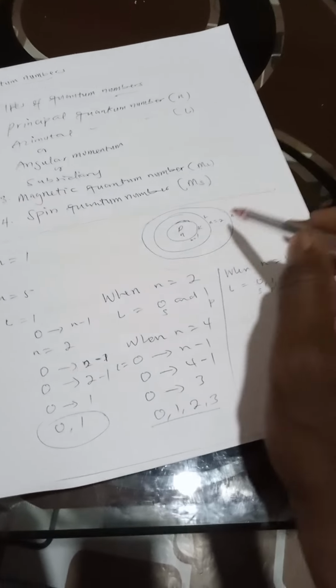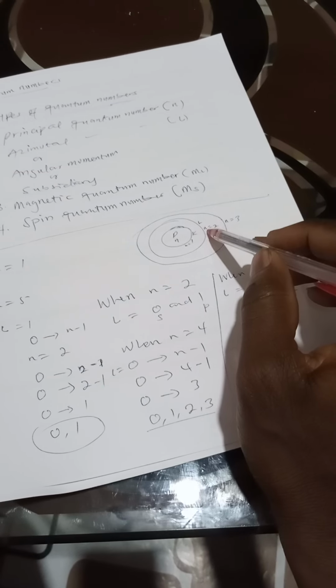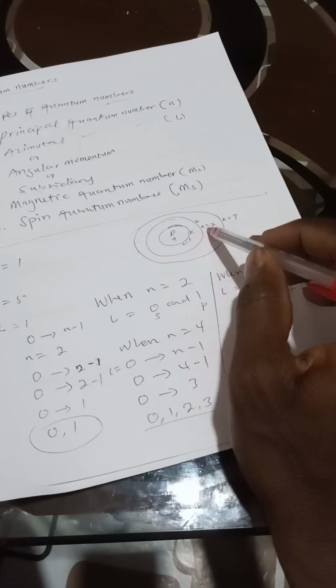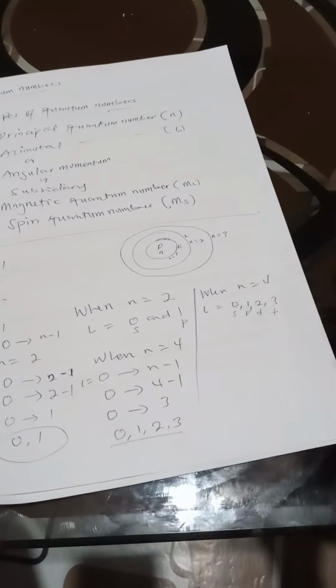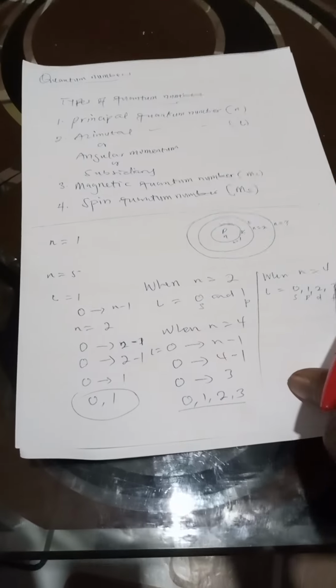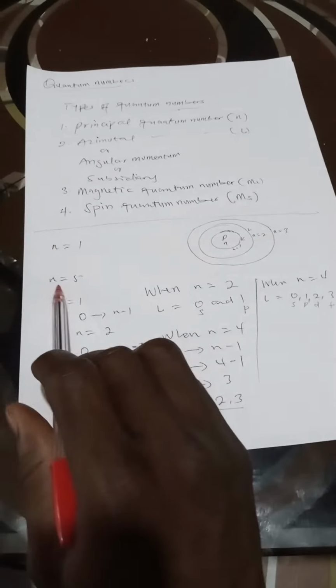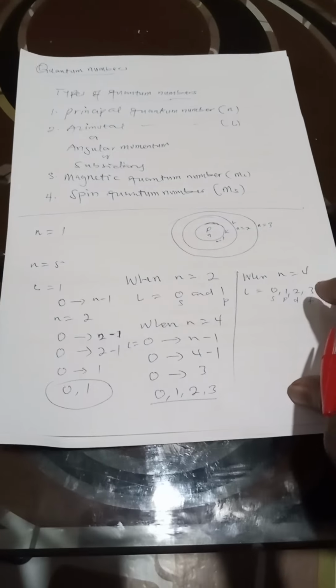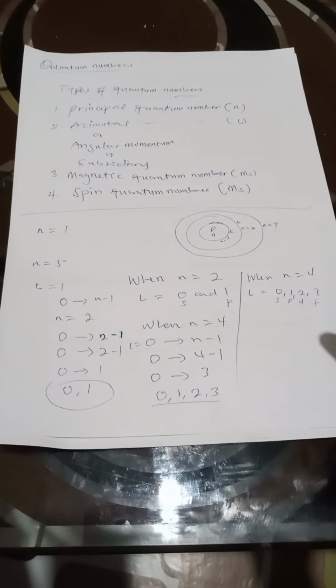The second shell, the energy of this orbital, is represented by n is equal to 2. The third shell, n is equal to 3. That is, the principal quantum number is equal to 3. It continues like that. So when I say n is equal to 5, I'm talking about the fifth shell, which is the principal quantum number equal to 5. I hope you understand what a principal quantum number is.